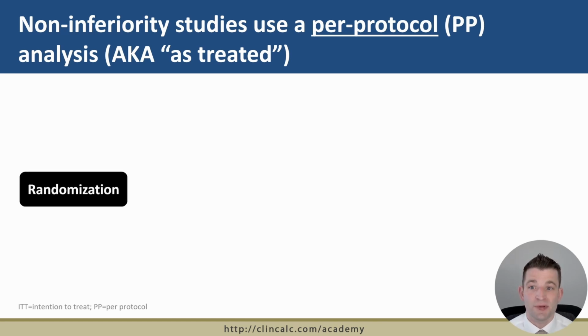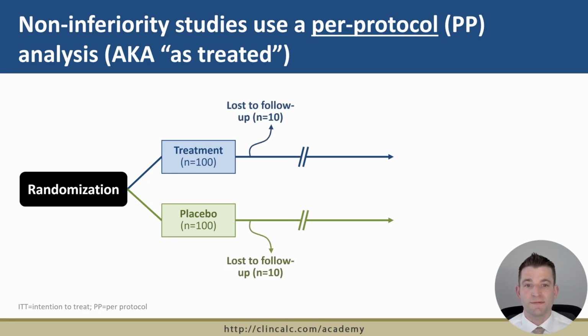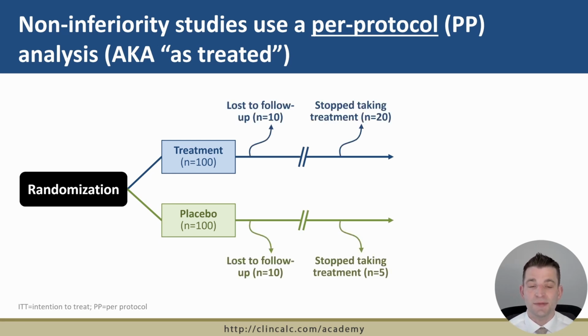So using our example again of randomization to 100 patients in treatment, 100 patients in placebo, and we have patients that are lost to follow-up and patients that stop taking our treatment, at the end of the day, we had 100 patients in each group for our intention to treat, once randomized, always analyzed.